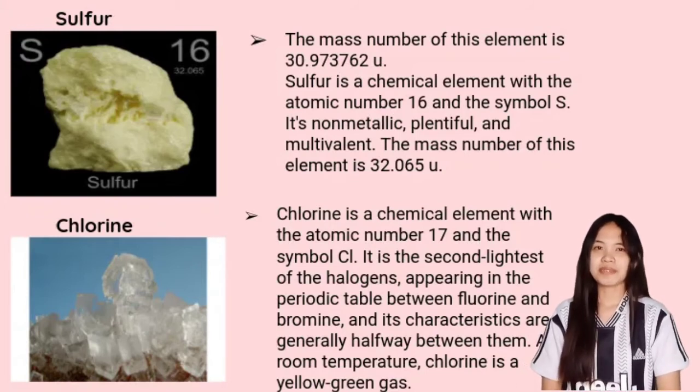Sulfur. Sulfur is a chemical element with the atomic number 16 and the symbol is S. It is non-metallic, plentiful, and multivalent. The mass number of this element is 32.065 U.